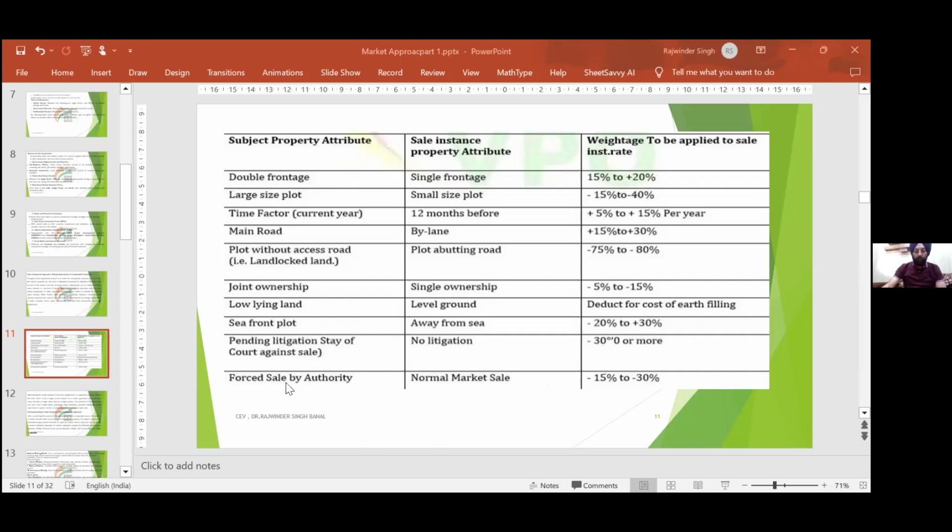Then post sale by the authority: if you are to find liquidation value, and the property for which you have data was at normal market value, then minus 15 to minus 30%, depending upon the condition. So these are just given percentages. Depending upon the condition, these may be higher or lesser than these percentages.